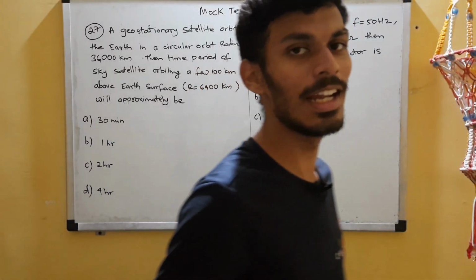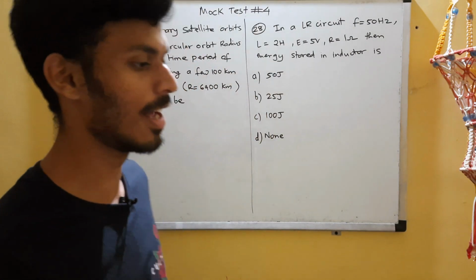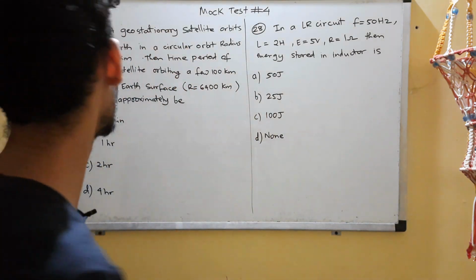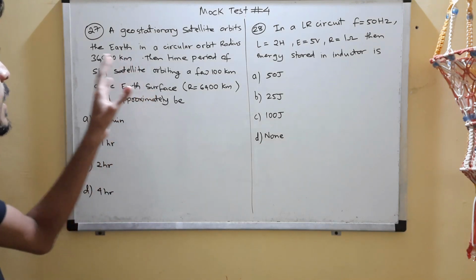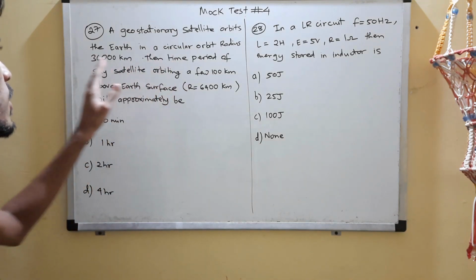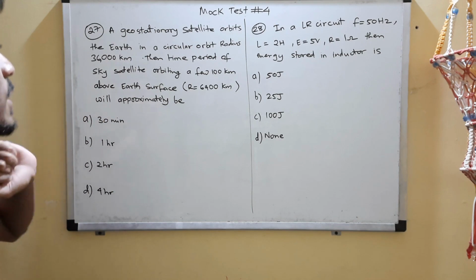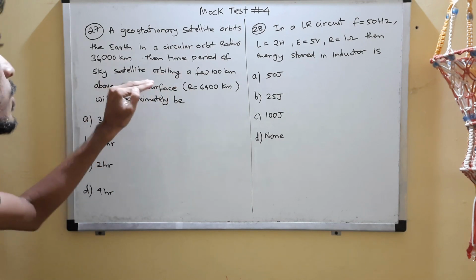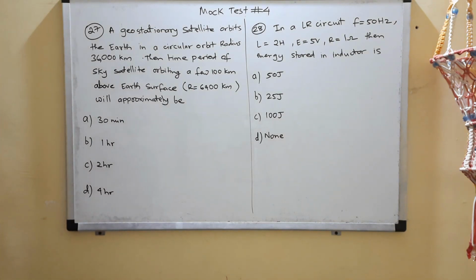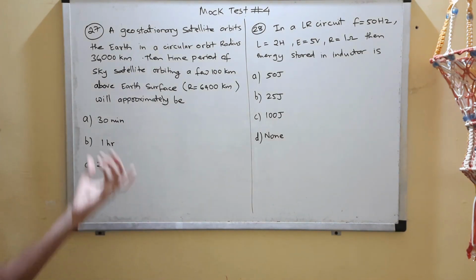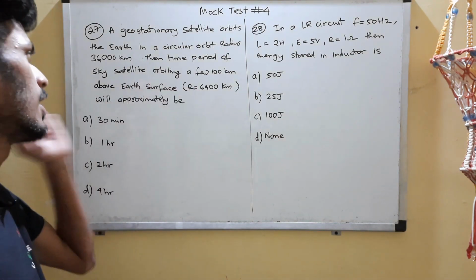27 and 28 over here, the final two questions, and the last two questions will be your homework questions. So let's do this. So here we have a geostationary satellite which is orbiting in a circular orbit of this radius. You are supposed to tell the time period of a sky satellite which is orbiting a few hundred kilometers above the Earth's surface. This is the radius of the Earth.